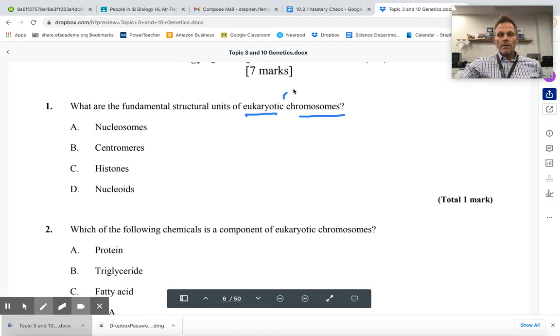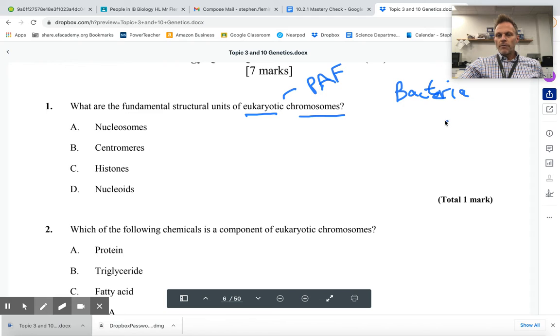So remember, eukaryotes are plants, they're animals, and they're fungi. So those are all eukaryotic. Bacteria, if you remember, are prokaryotic. That's how you spell bacteria. So let's actually compare these two.